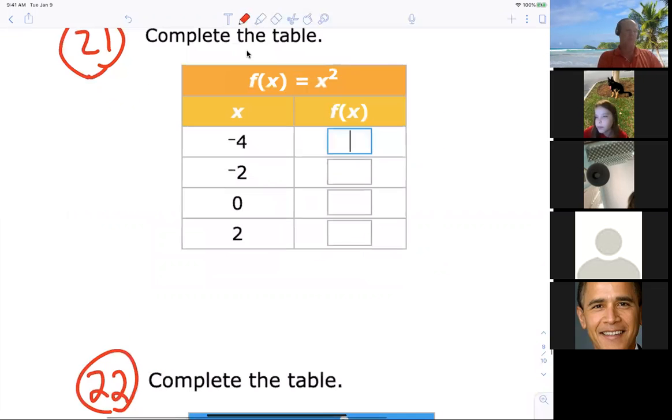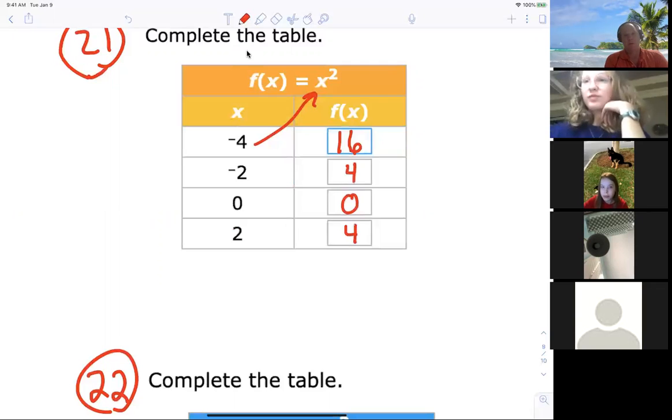All right, here we go. Couple more to go. Plug -4 in. What is -4 squared? Positive 16. -2 squared, positive 4. 0 squared, 0. 2 squared, 4. All right, we're good.